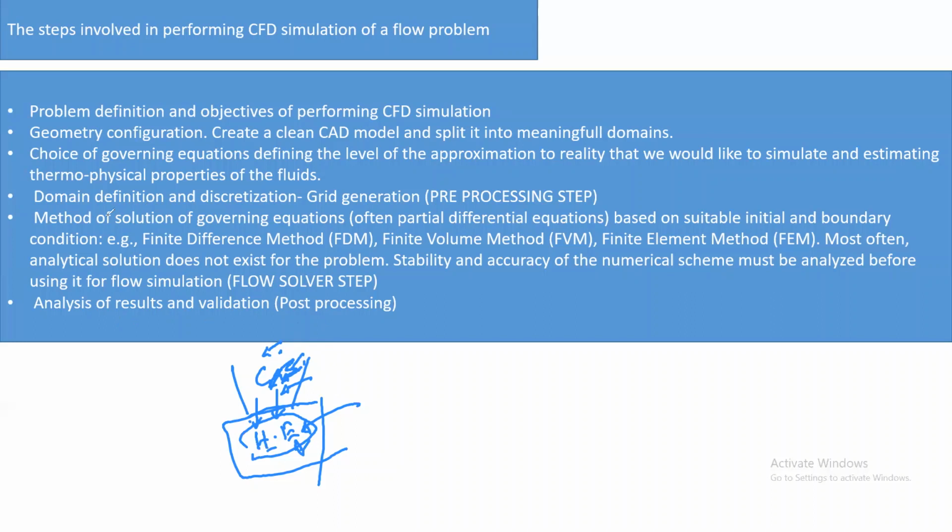Domain definition and discretization come under the pre-processing step, like meshing. So these are domain definitions, as I already told you. You have to specify this is your domain one, and this is your domain two. Then only it can properly understand.